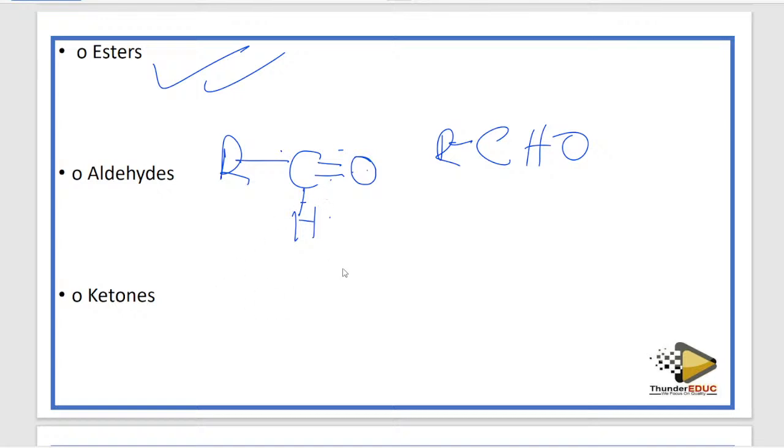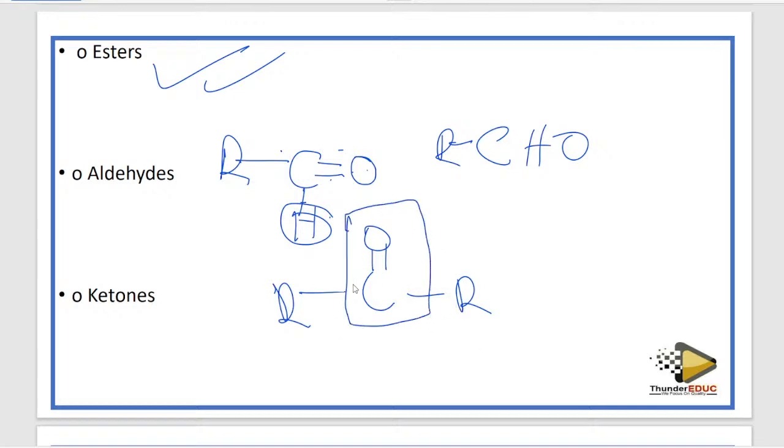What about ketones? It's the same as aldehydes, but the only difference is that the hydrogen is replaced with a carbon atom. So for example, I will have C, let me just put the oxygen on top. Then I have this alkyl group. How many carbon atoms? Doesn't matter. They can be 2, 3, 4, 5. Then this side also has another alkyl group, can be 1, 2, 3, 4, whatever. Doesn't matter. That is a functional group.